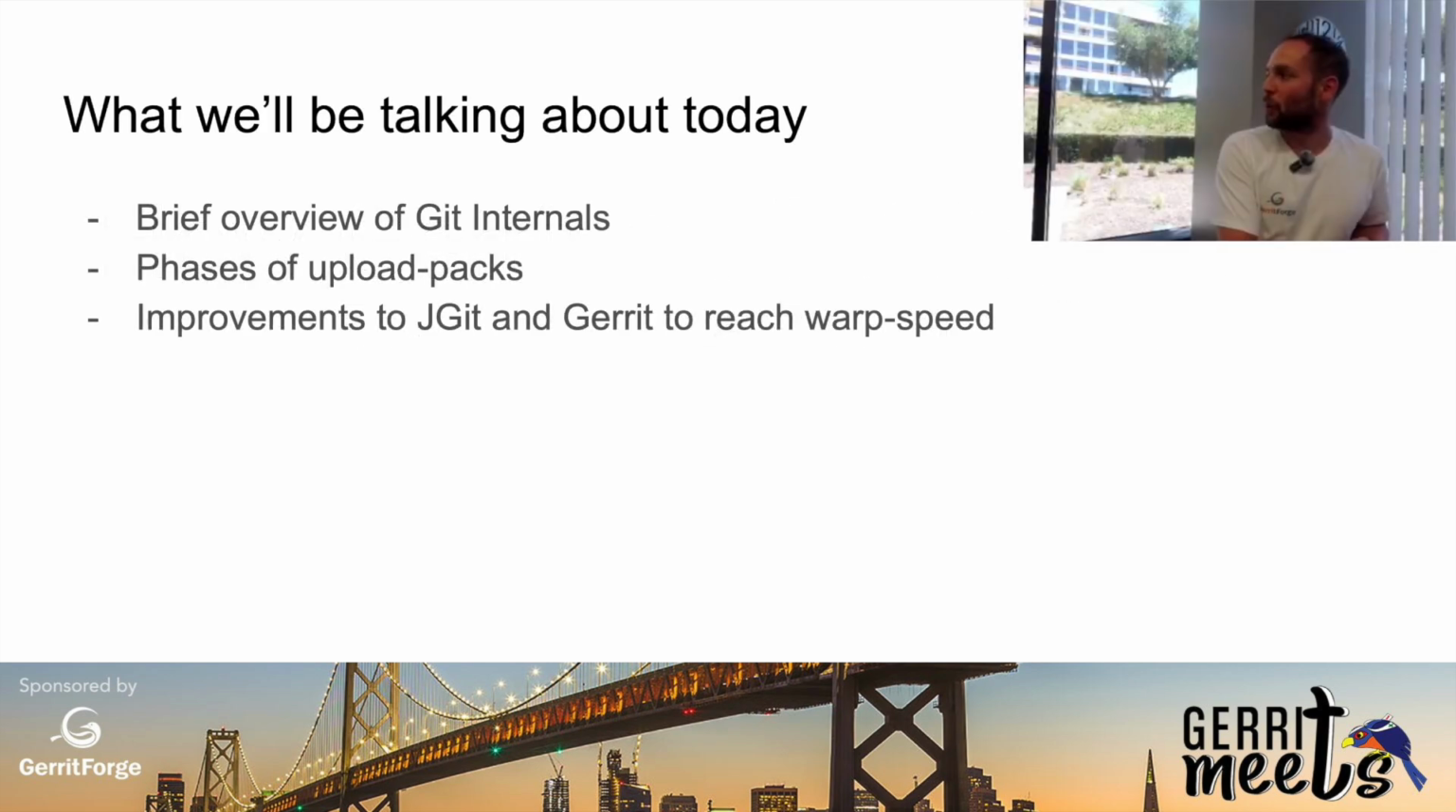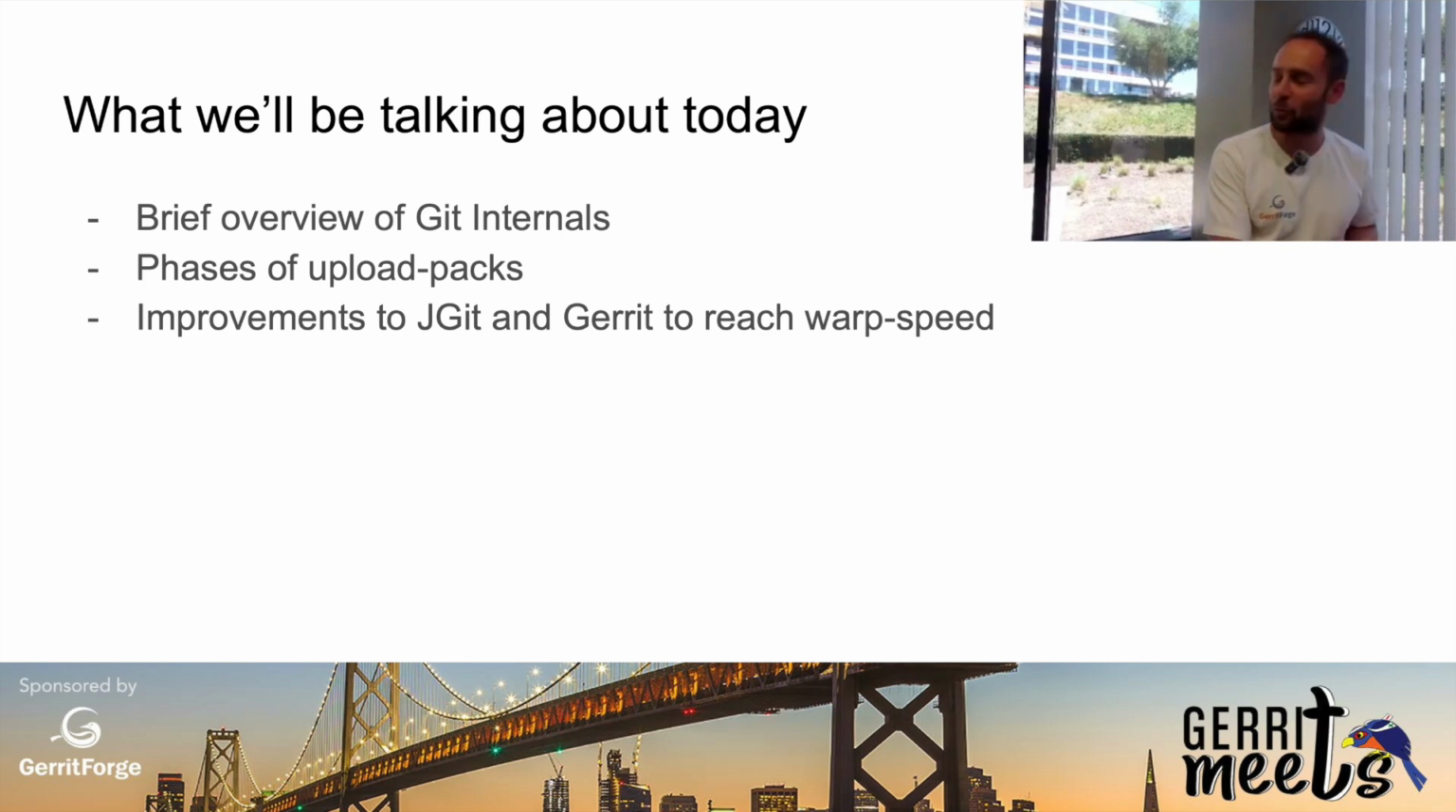So what we'll talk about today: we'll do a brief overview of Git internals. I always find those quite interesting and confusing as well. So hopefully today we answer a few questions. We'll talk about the phases of an upload pack, which also end up being reused in a bunch of other scenarios. And finally, we'll talk about improvements to JGit and Gerrit to reach warp speed.